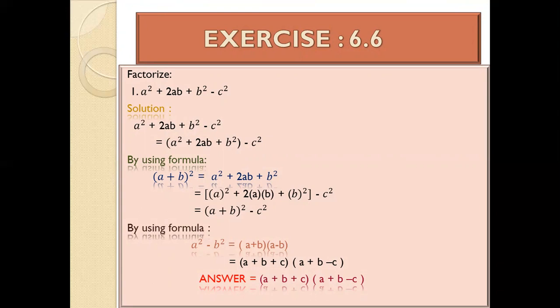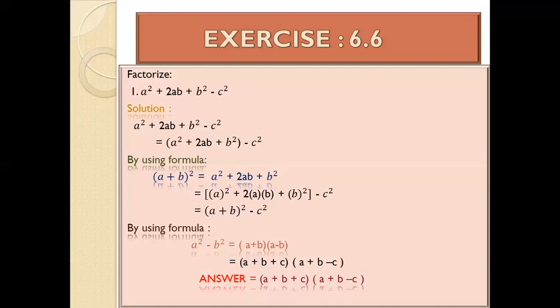A plus b whole square minus c square. Now we apply here which formula? A square minus b square. According to the formula, a plus b whole square is over a, and c square is over b. And instead of a, we put a plus b, and instead of b, we put only c. A plus b into a minus b. Here a is a plus b, so I write there a plus b, and b is c. So a plus b plus c, and a minus b: a is a plus b and b is c, a plus b minus c, and this is our required answer.